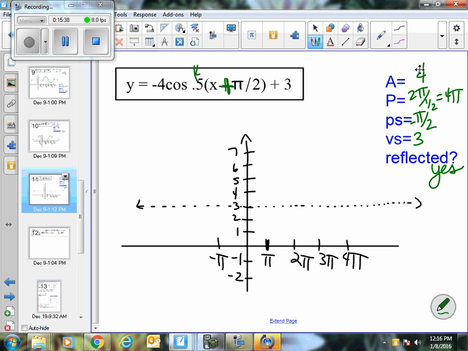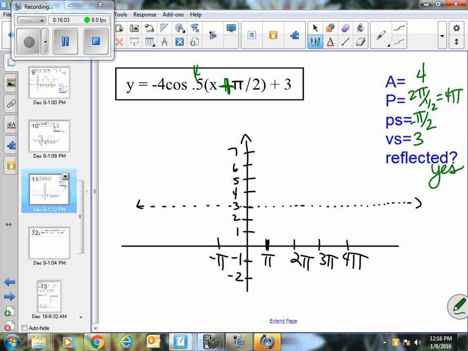Okay, so where does cosine normally start? Normally starts at your maximum, but this graph is reflected, so it's going to start at the minimum. So where would the minimum be? Well, it's going to be 4 units, your amplitude is 4, below the middle. So if the new middle is 3, 4 units below would be at negative 1. So again, it was at negative 4, now it's moving up 3, so it'd be at negative 1. That's where the minimum would be.